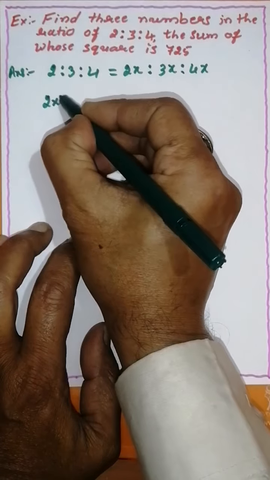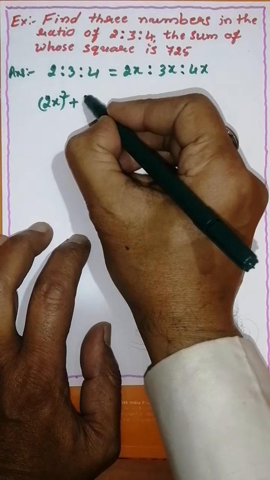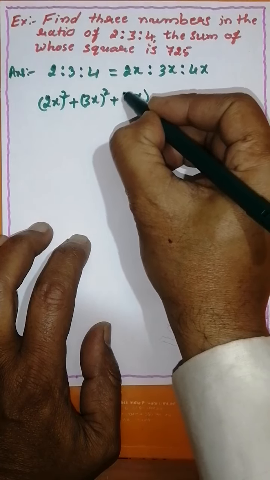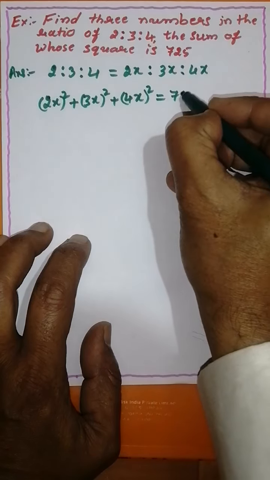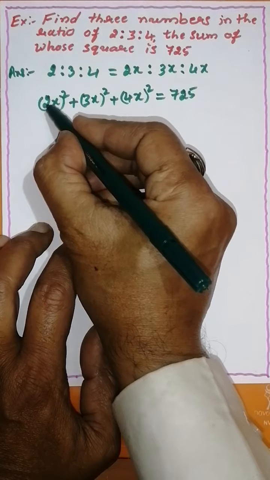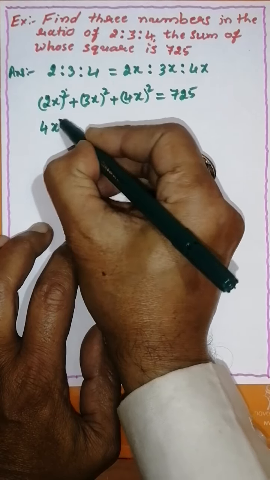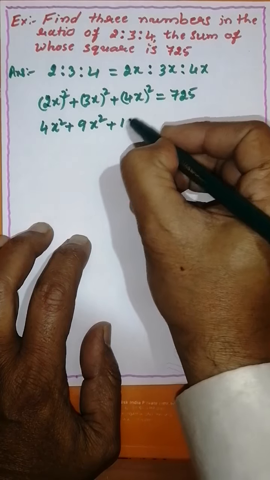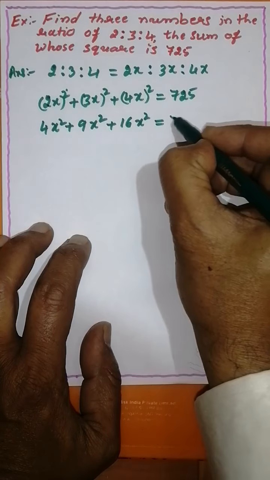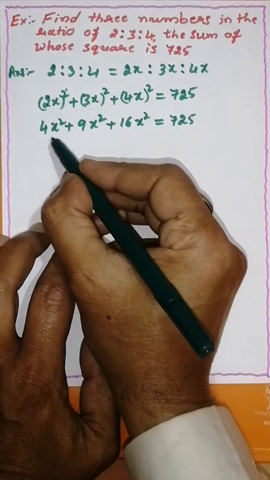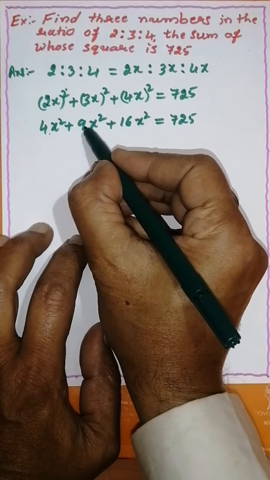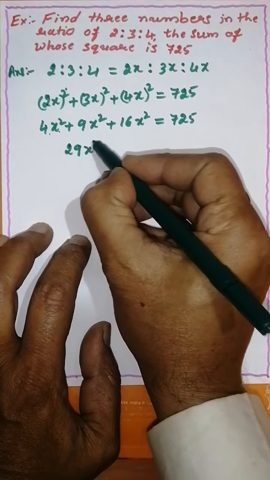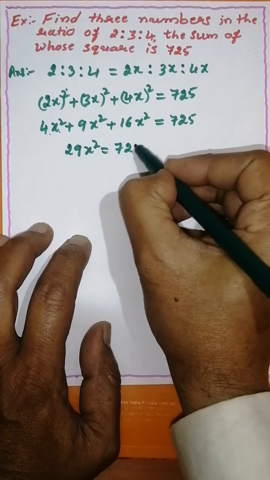Therefore, (2x)² plus (3x)² plus (4x)² is equal to 725. Therefore, 2 squared is 4x², 3 squared is 9x², plus 4 squared is 16x², equal to 725. Adding these three, 4 plus 9 is 13, 13 plus 16 is 29x² equal to 725.